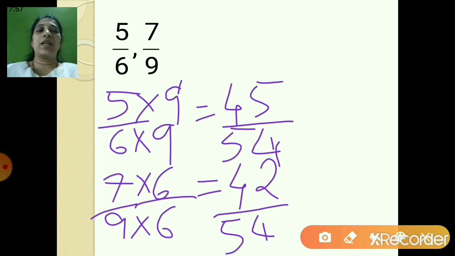Now you can see the denominator is the same, 54 and 54. So it has become a like fraction. So 45 upon 54 and 42 upon 54, these are the like fractions, right? So you will write 45 upon 54 and 42 upon 54 are like fractions. I hope, students, you have understood how to convert the unlike fraction into like fraction.